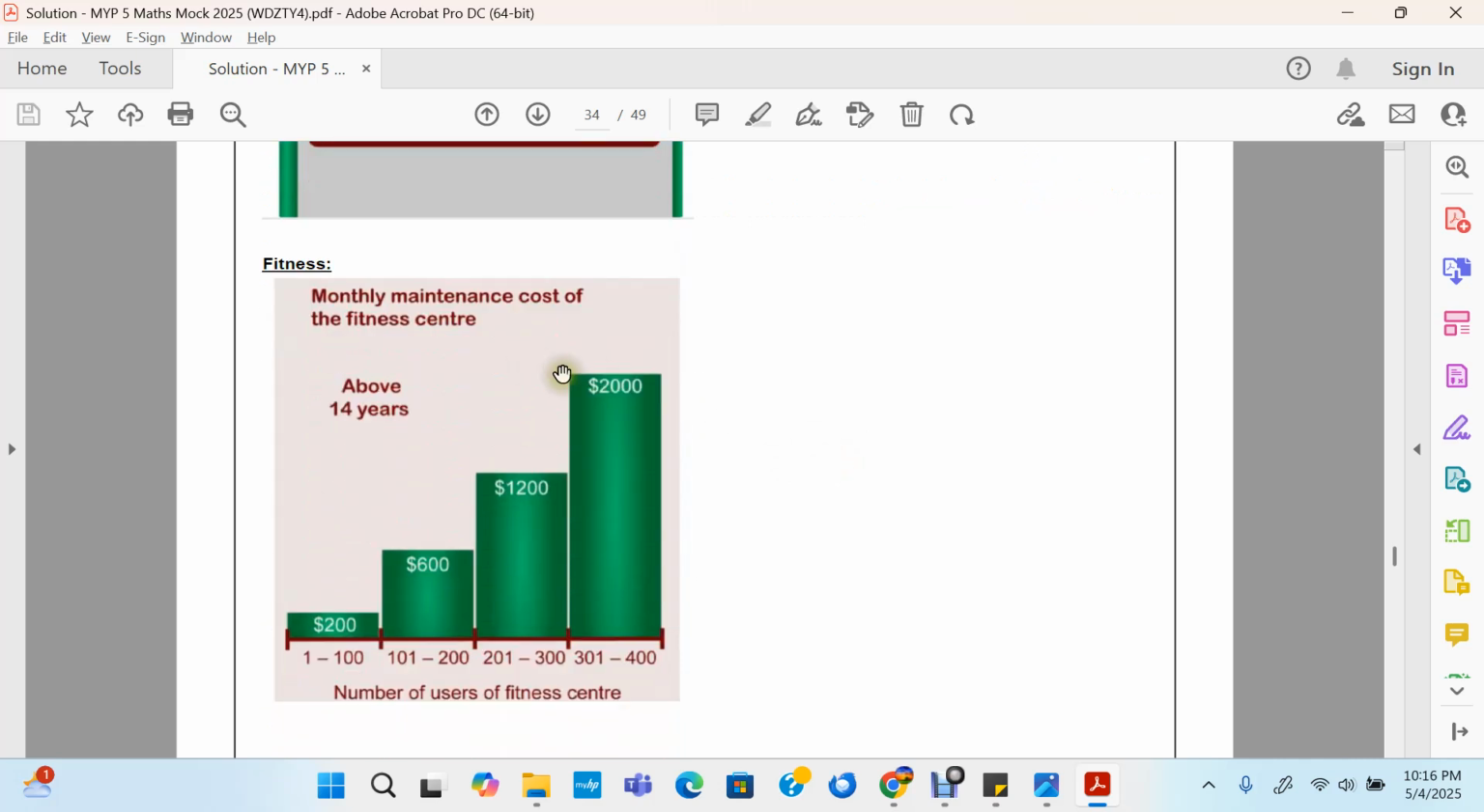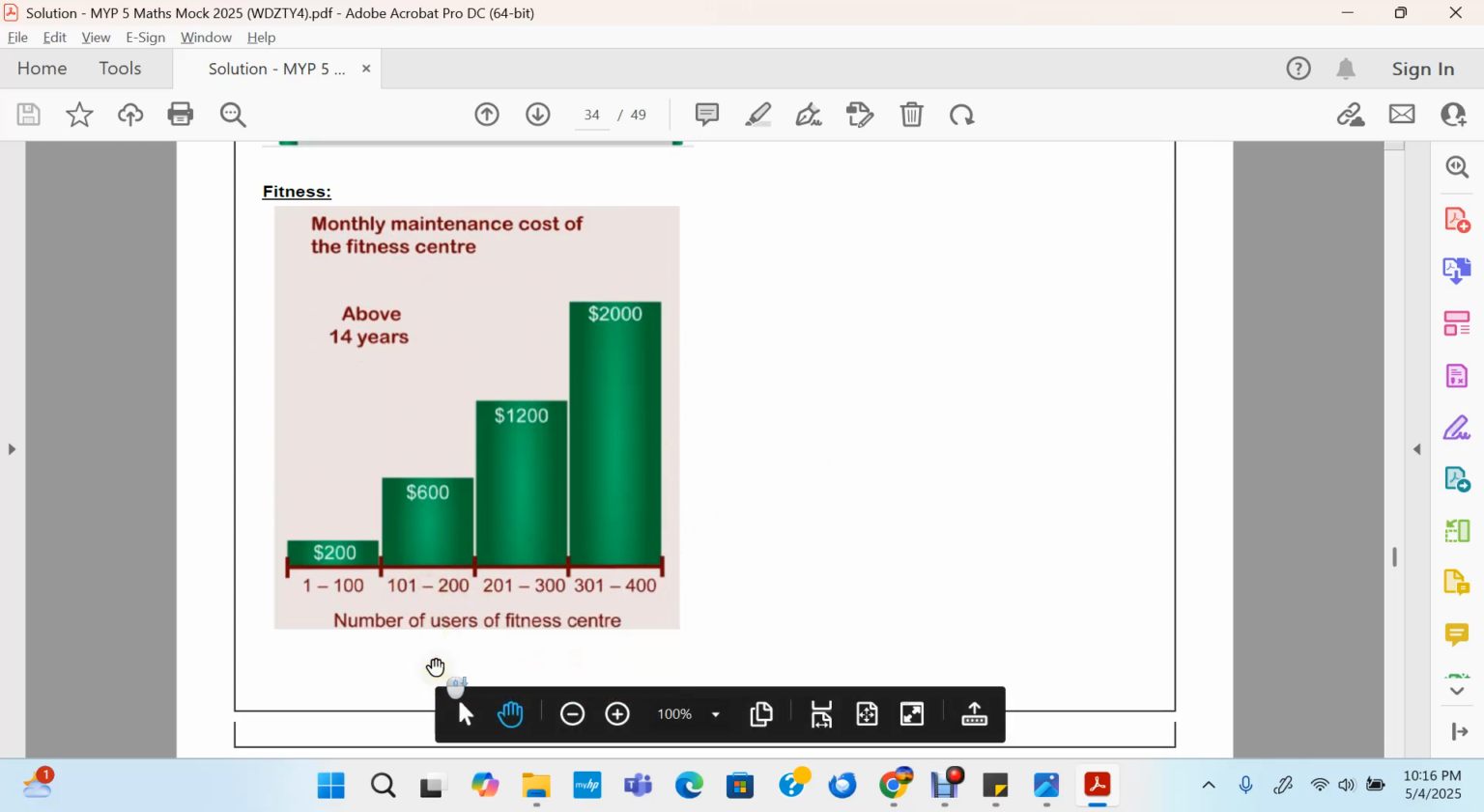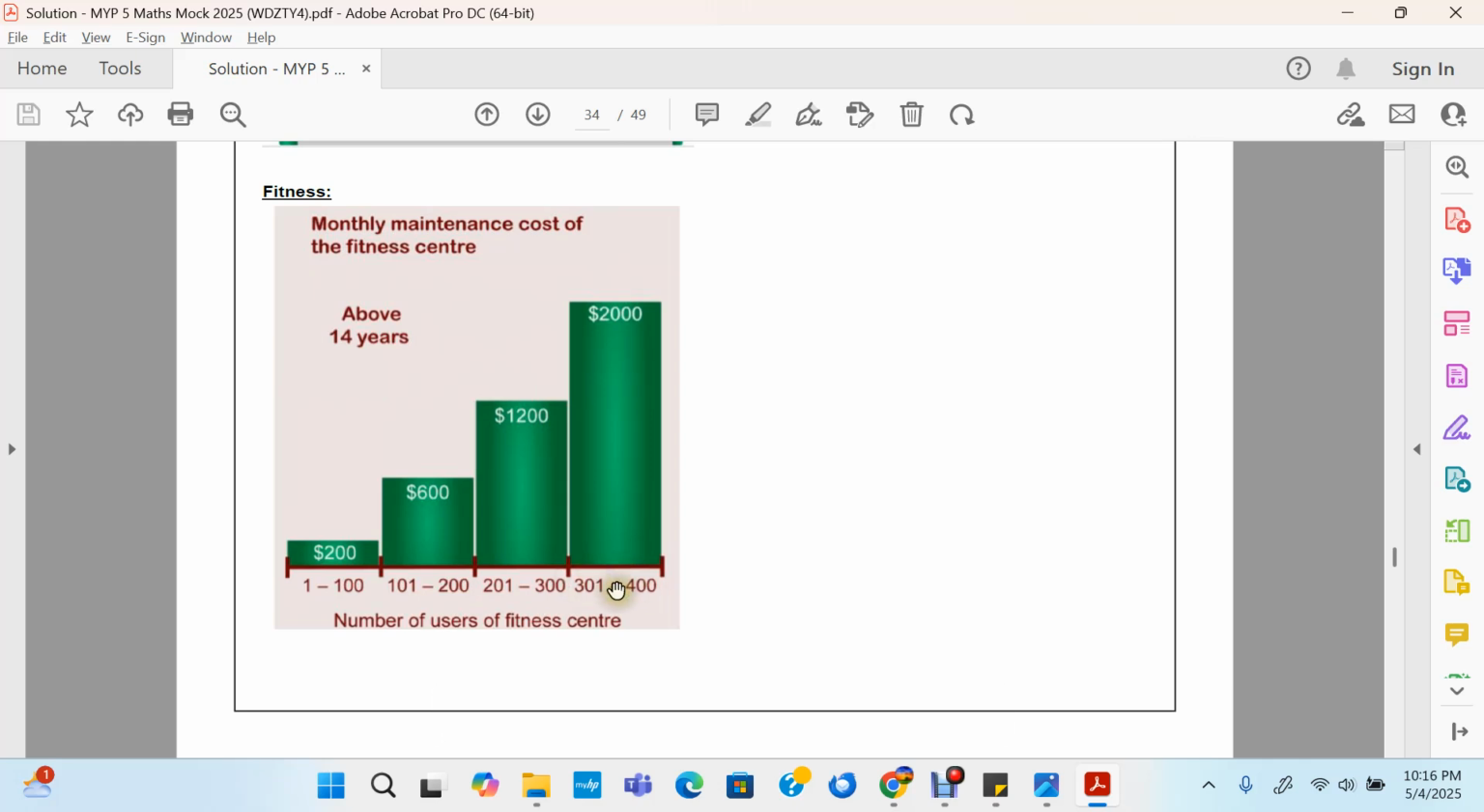And for the maintenance cost of the fitness center, it's really simple. If you have these many people attending the fitness center, this will be the cost. It's just a fixed answer. There's no multiplication needed.